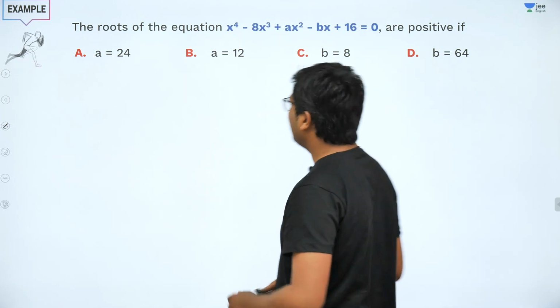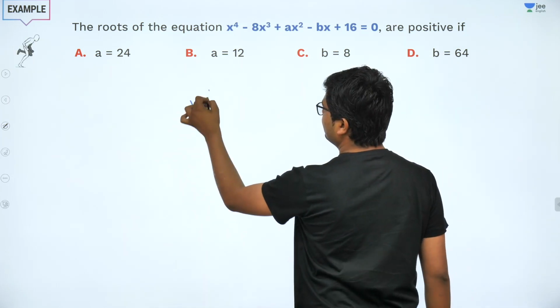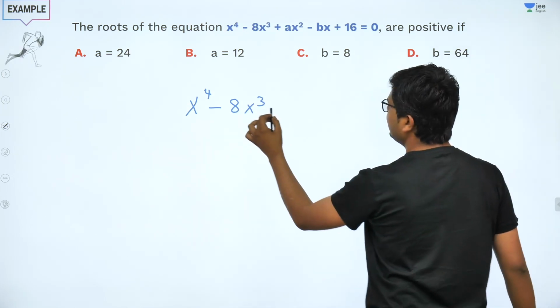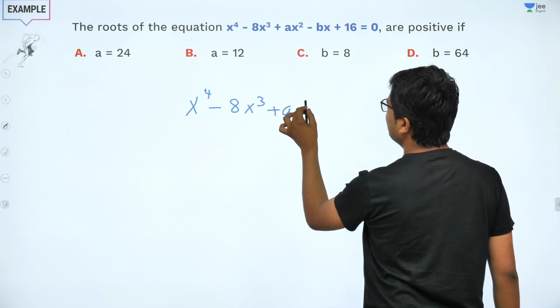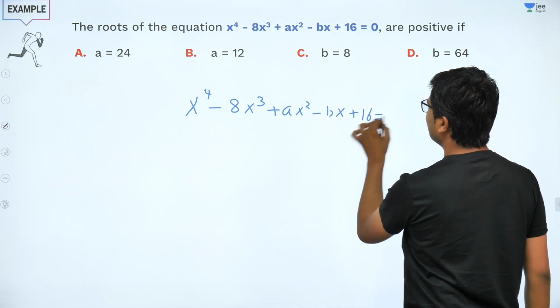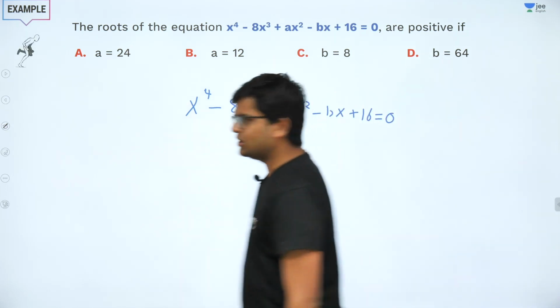So just write it, and a very wonderful question. You will learn a lot from this. x to the power 4 minus 8x cube plus ax square minus bx plus 16 equal to 0. This is the biquadratic that the question has given us.